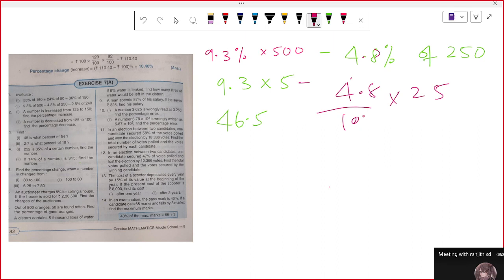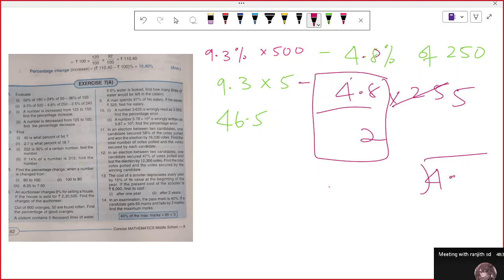So 5 fives and 5 twos. Let me cancel this. Now look at this: 4.8 divided by 2. What's the answer you get for 4.8 divided by 2? No, not 12, it is 2.4. Correct, 2.4. Then 2.4 into 5.